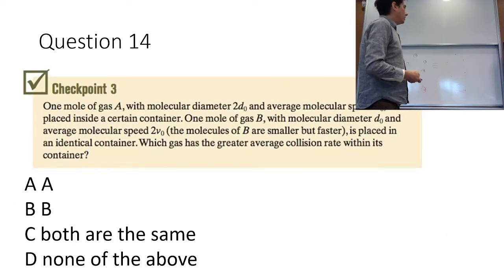so let's look at this question. 1 mole of gas A with molecular diameter 2d and average molecular speed v0 is placed inside a certain container. Another mole of gas B with molecular diameter d, so half the diameter of the other one, but twice the speed, 2v0, so the molecules of B are smaller but faster, is placed in an identical container. Which gas has the greater average collision rate within its container?